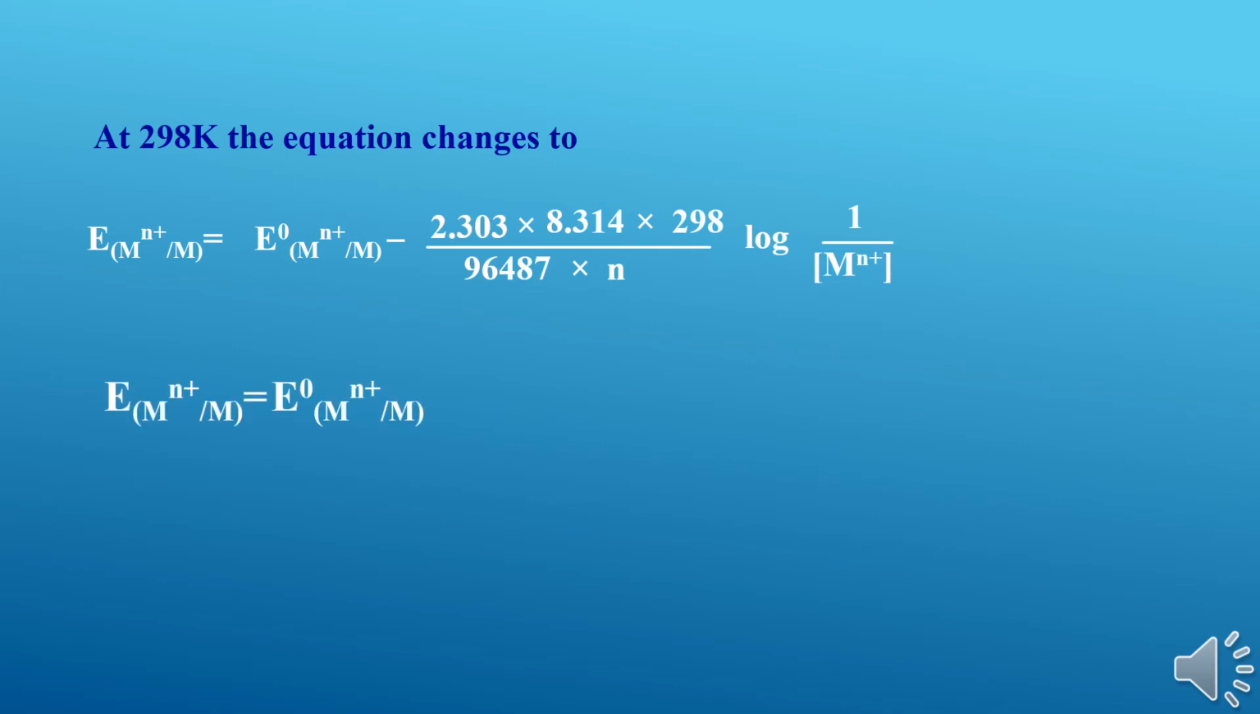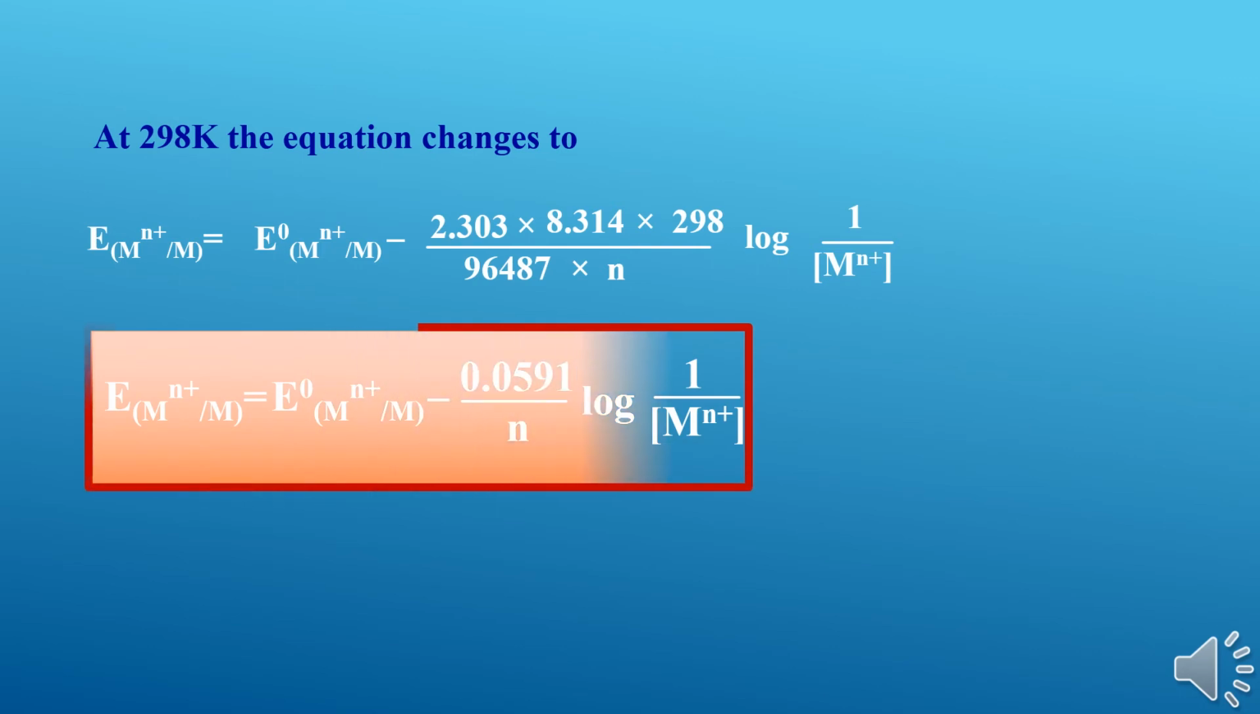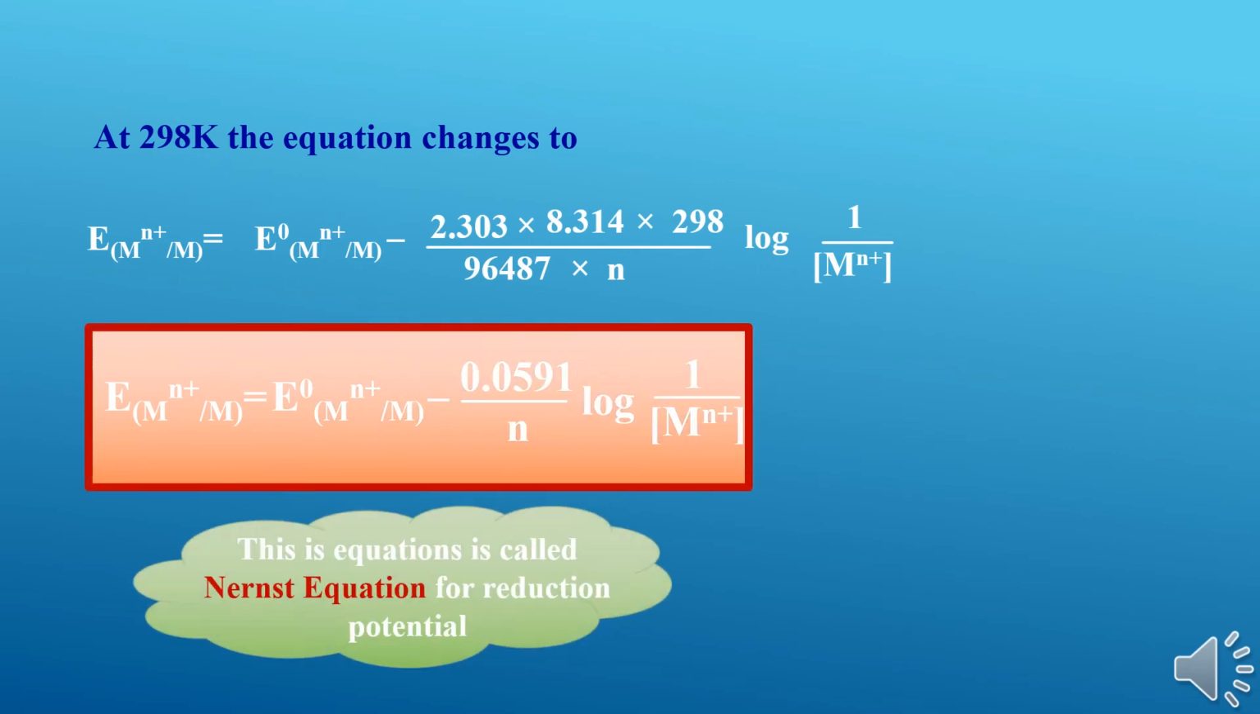E of Mn+/M is equal to E naught of Mn+/M. If you simplify the above equation, it will be minus 0.0591 divided by n log of 1 by Mn+. This is the Nernst equation to calculate the electrode potential at any concentration and at any temperature, and we call it the Nernst equation for the reduction potential.